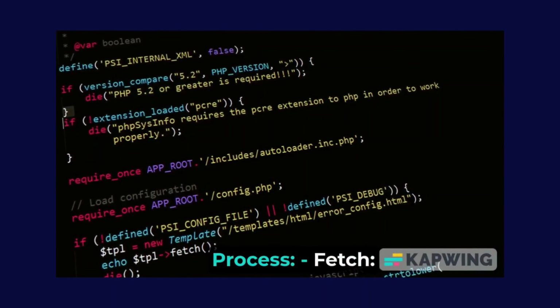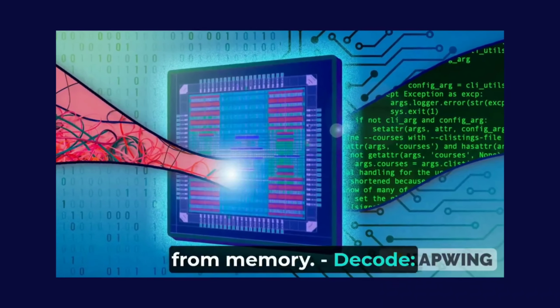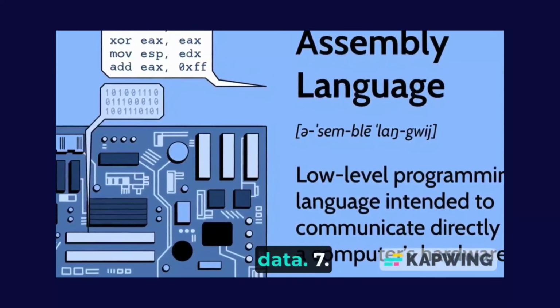6. Instruction execution process. Fetch: retrieve the instruction from memory. Decode: determine the operation to perform. Execute: carry out the operation, such as adding or transferring data.